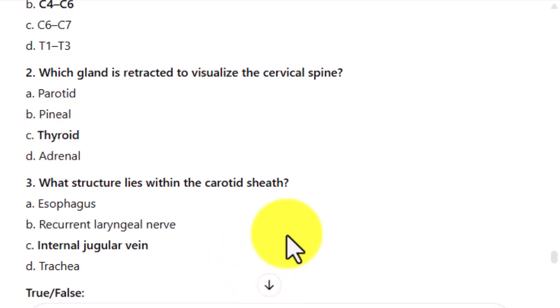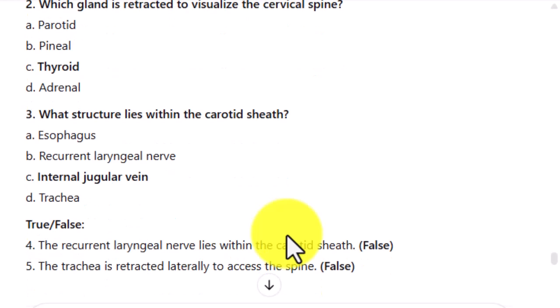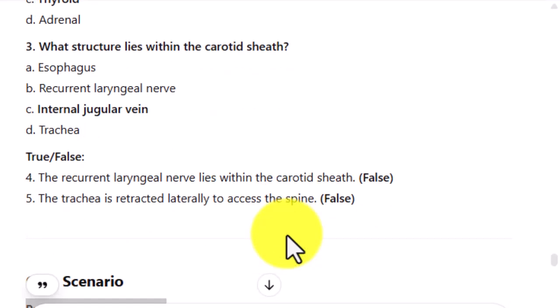What structure lies within the carotid sheath? Esophagus, recurrent laryngeal nerve, internal jugular vein, trachea. The answer is internal jugular vein.